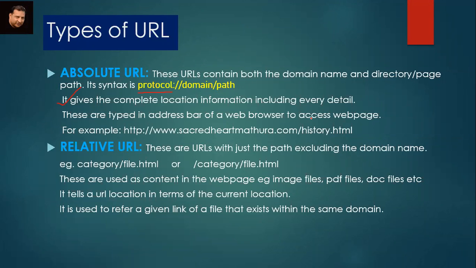For example, www.vdjs.co.in. So there is also one example of a complete or absolute URL. http colon, तो ये तो आपका प्रोटोकॉल हो गया, /www.sacredheartmathura.com ये आपका डोमेन हो गया, या एड्रेस ऑफ डोमेन कुछ भी कह सकते हैं. Then /history.com, this can be a page.